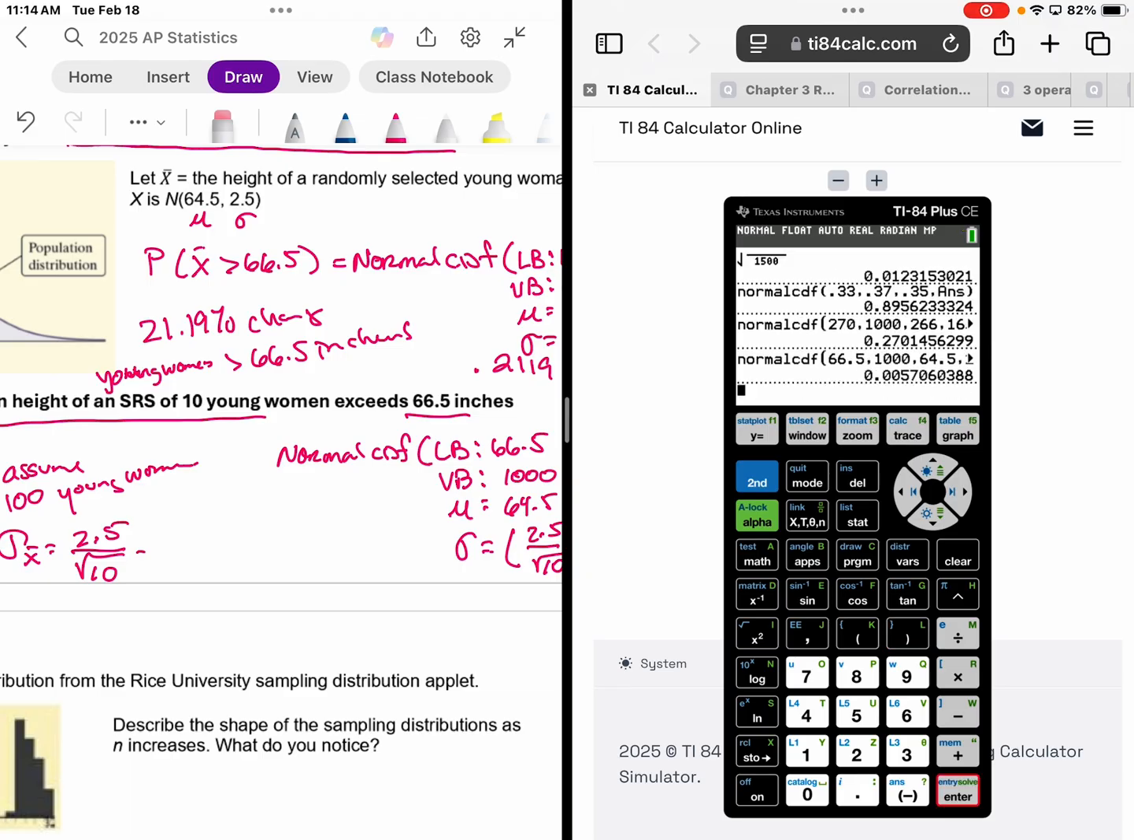And after a couple enters, we find out that it's 0.0057. So there's not even a 1%. There is a 0.57% chance that if we randomly select 10 young women, the mean height will be greater than 66.5 inches.